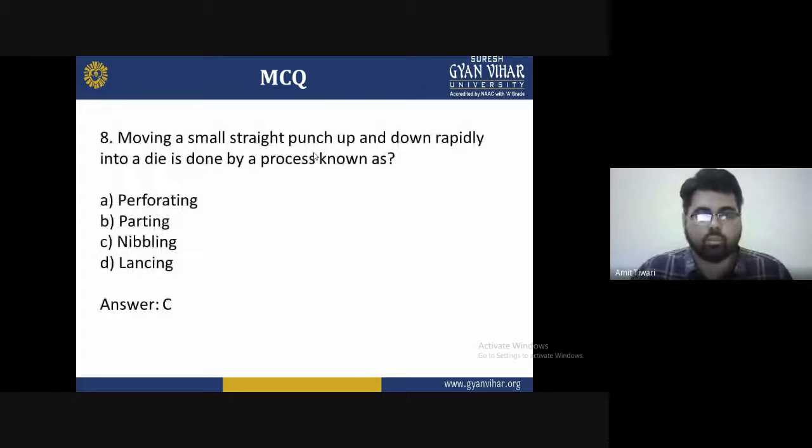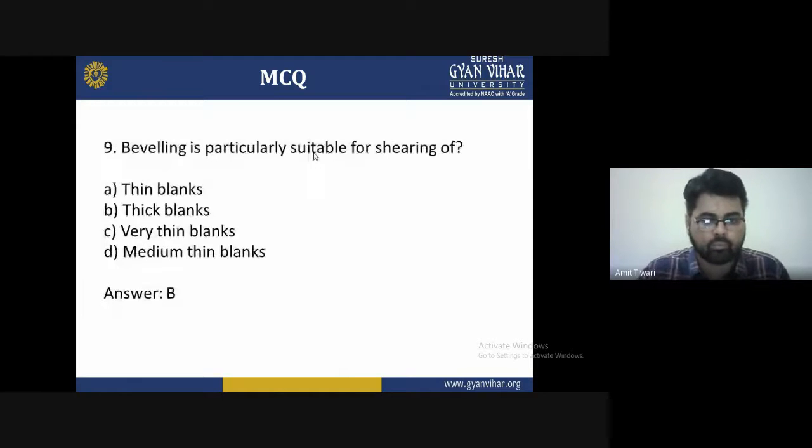Eighth question: moving a small straight punch up and down rapidly into a die is done by the process known as A perforating, B parting, C nibbling, and D lancing. So the correct answer is C. Nibbling is generally moving a small, straight punch up and down rapidly into a die, done by the process known as nibbling.